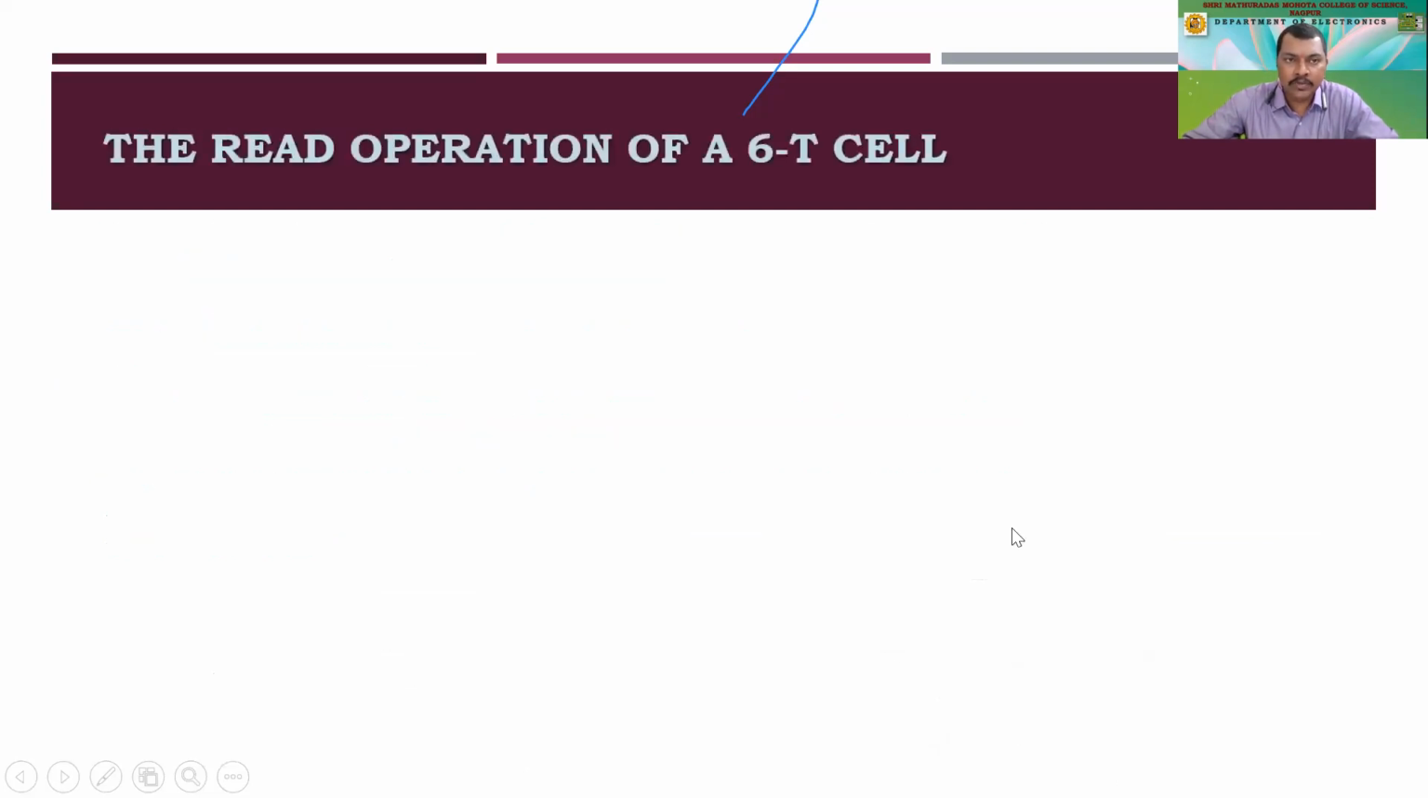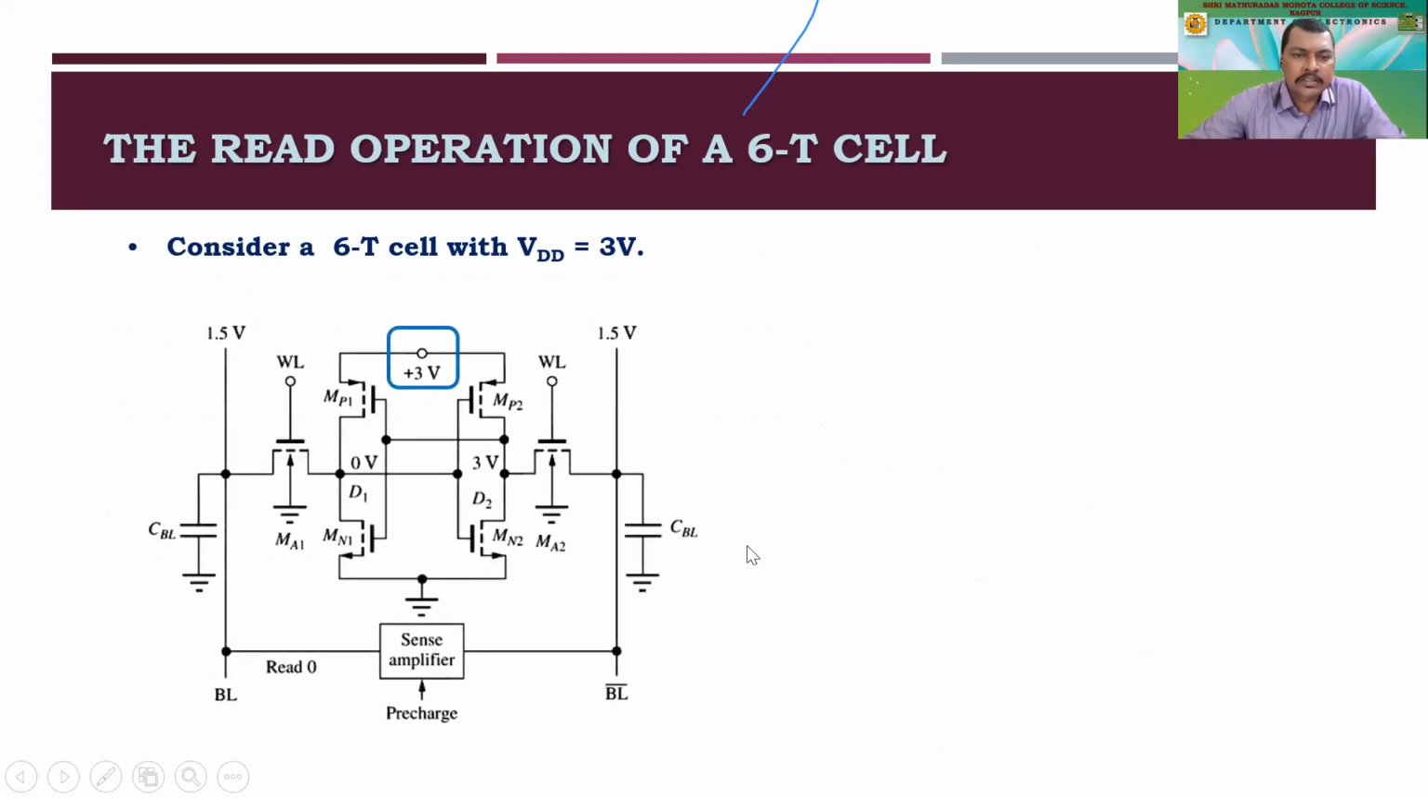Now, how it works, that we will go through. So, the read operation of a 6T cell will be like this. So, consider a 6T cell with VDD equal to 3 volts, like this. And you are able to see here we have shown, across this bit line bar and bit line, a sense amplifier. This is nothing but a comparator, an op-amp comparator. I guess you won't understand that operational amplifier right now. In the next session you will be able to understand what an op-amp, operational amplifier, is.